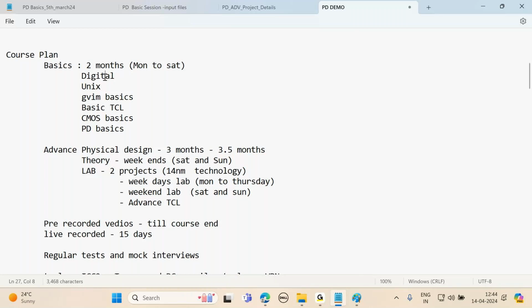Basics will run from Monday to Saturday. Then only we can complete the basics. Basics also we cannot complete within 2 months. Basics means we will start from scratch, from digital and it will entail PD basics, CMOS. In every case, we start from scratch, so a person with nil knowledge also can understand. That is why we said basic.